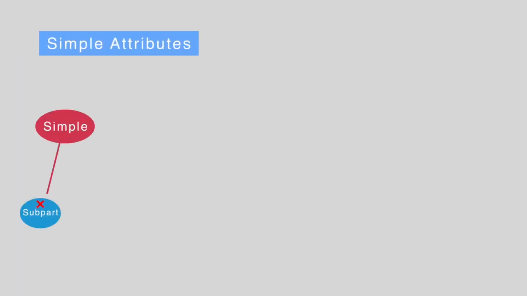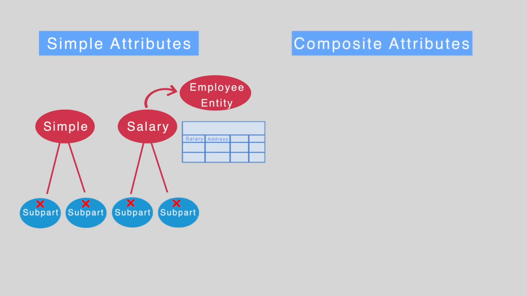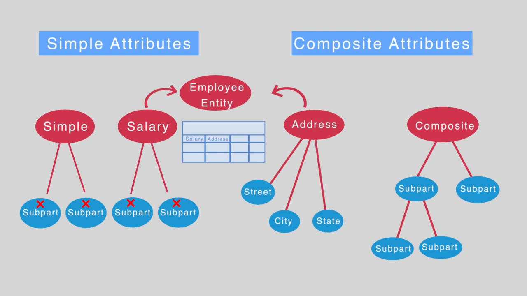The simple attributes cannot be divided further into subparts. For example, the salary attribute from the employee entity cannot be divided further. The composite attributes can be divided further into subparts, which have their own independent meaning. For example, the address attribute of the employee entity can be divided further into street, city, state, and zip code.